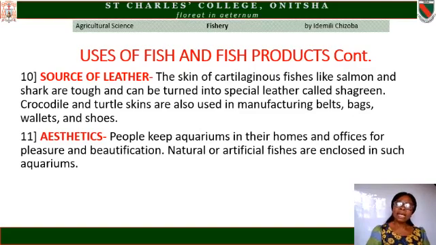Number 11, aesthetics. People keep aquariums in their homes and offices for pleasure and for beautification. These aquariums have natural or artificial fishes enclosed in them, and people look at them and they derive pleasure in such things.